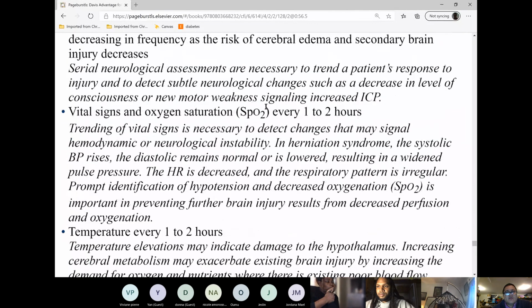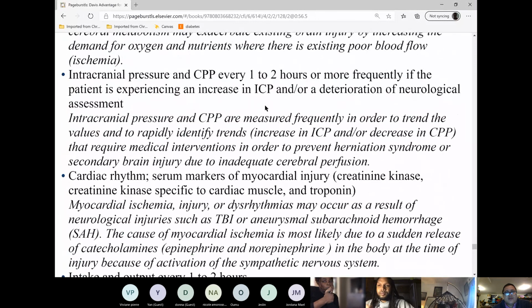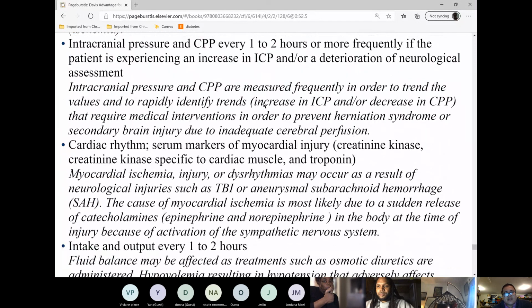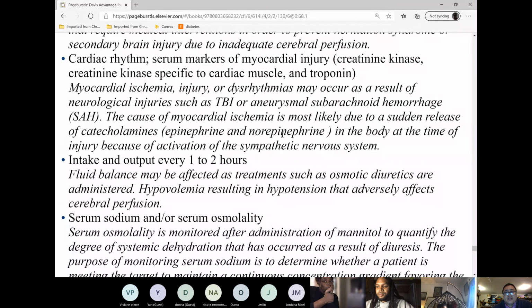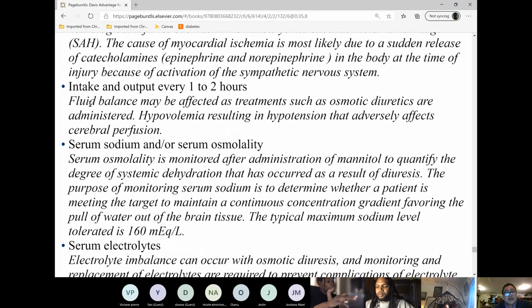CPP, same. Everything is done 1 to 2 hours here. So here, CPP, you constantly monitor and calculate your ICP, I mean your CPP. Cardiac rhythm, because this can lead to cardiac output drop and therefore will decrease blood pressure and then decrease MAP and decrease CPP. We don't want any hypotension. If that happens, make sure the doctor is notified so we can give fluids in order to maintain blood pressure at 140 or 150 systolic.